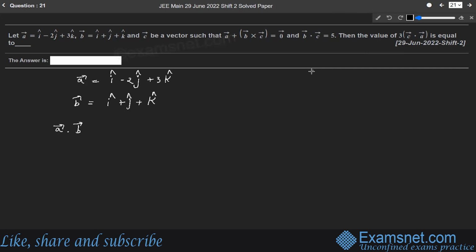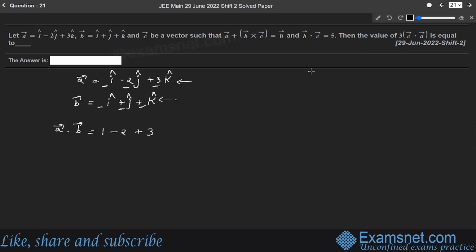It is very simple. If you have to find the dot product of two vectors, you just have to multiply the coefficient of i, then the coefficient of j, and then the coefficient of k, and then you have to add all the three values. Firstly, the coefficient of i in both the vectors is 1, so 1 into 1 is 1. Then the coefficient of j: here it is minus 2 and here it is 1, so minus 2 into 1 is minus 2. Now the coefficient of k: here it is 3 and here it is 1, so 3 into 1 is plus 3.